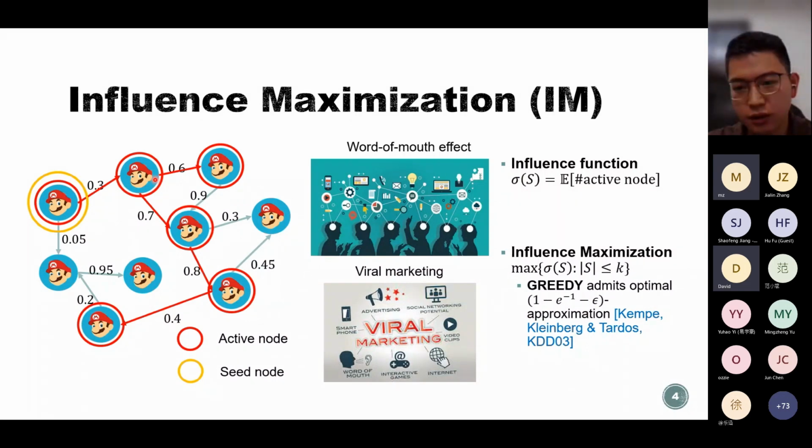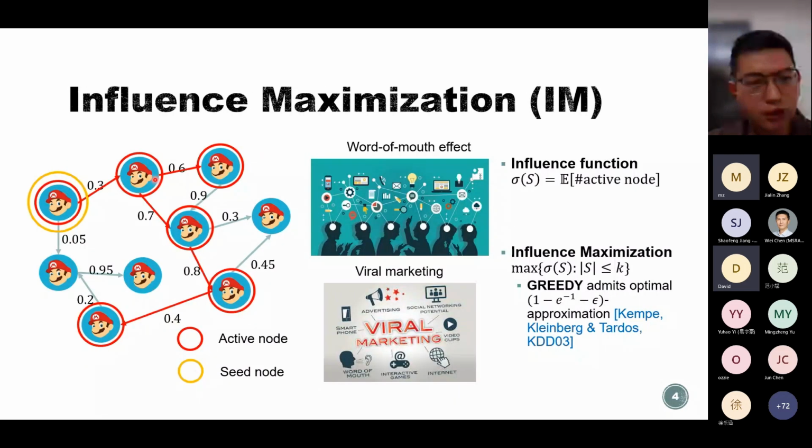This problem is a generalization of the maximum coverage problem, and it admits an optimal 1 minus 1 over e minus epsilon approximation. And there are other algorithms besides the greedy one that can run in almost linear time. So this problem was almost solved.